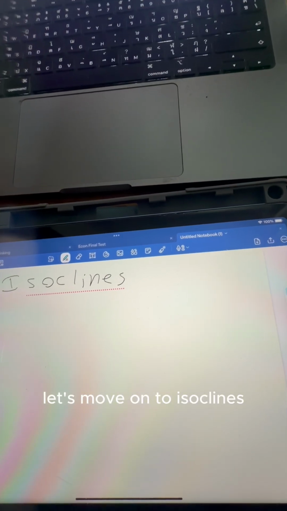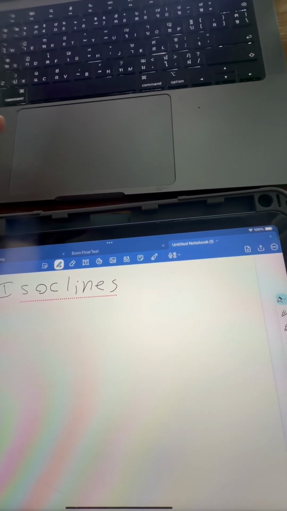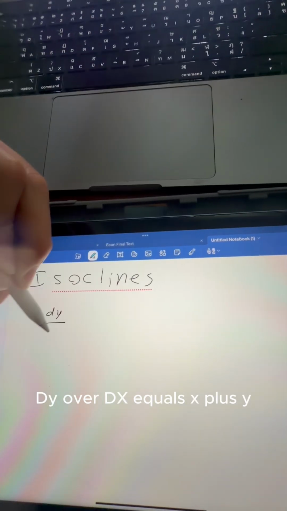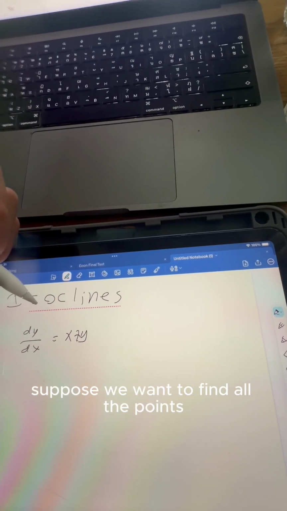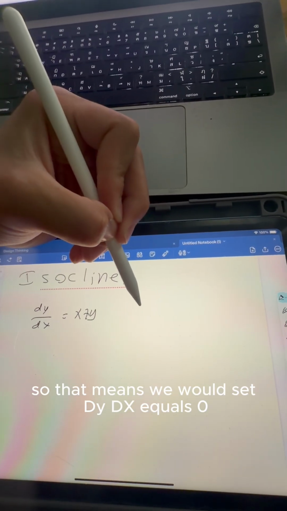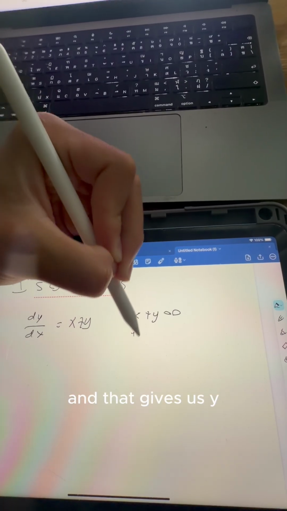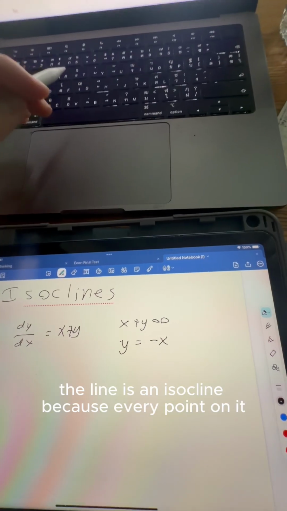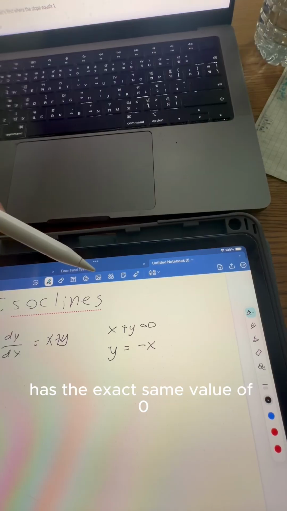Let's move on to isoclines. As mathematicians drew slope fields, they noticed that some points shared the same slope. So let's use the same equation from last time, dy/dx equals x plus y. Suppose we want to find all the points where the slope equals 0. That means we set dy/dx equal to 0 and make x plus y equal to 0. Making y the subject, y equals -x. The line is an isocline because every point on it has the exact same slope value of 0.